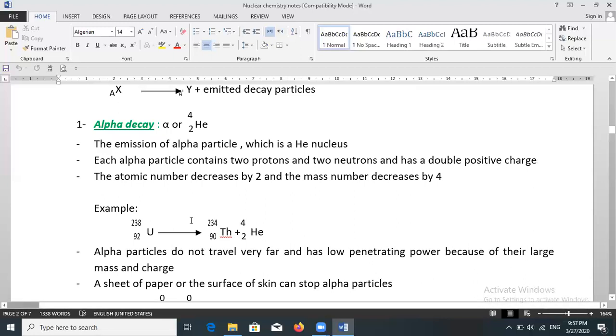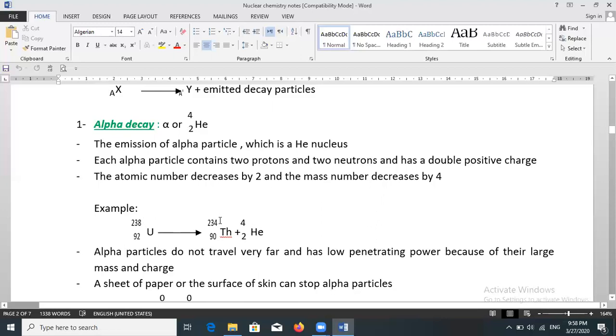Let us see here an example. An element like this, uranium, atomic number 92, mass number 238. When this element gets out an alpha particle, what happens? As you see here, when it gets out an alpha particle, which is a helium particle, the atomic number decreases by 2, so 92 becomes 90. And the mass number decreases by 4, so 238 becomes 234.